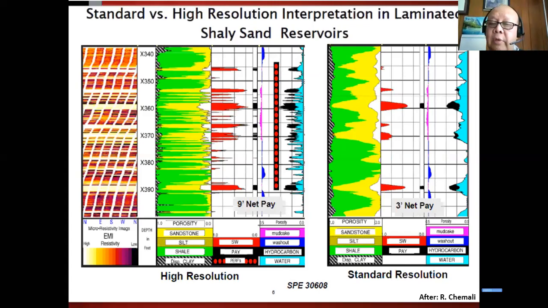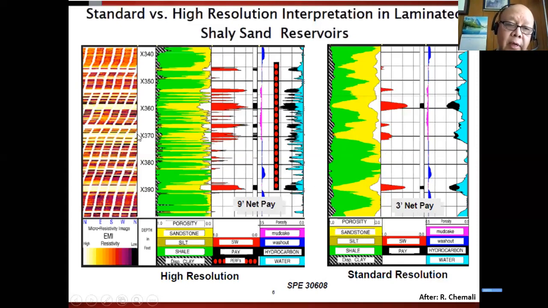If you look at the standard resolution method, you will see that here we have the interpreted lithology, then here is the saturation and then sand, and here's the porosity. If you look at this standard resolution log, you see that because of the poor resolution of the standard logging tools, we have about 3 feet of net pay only. Some of those sections are beyond the resolution of the tools. For example, this little sand here, the standard resolution logs are not able to resolve it. So we have missed counting the pay here. So we only have 3 feet of net pay, which is probably under evaluating the reservoir.